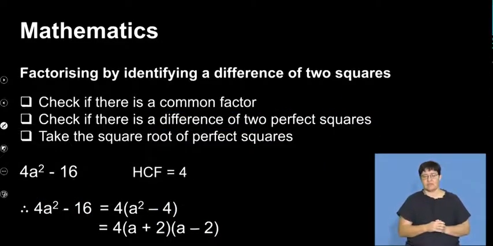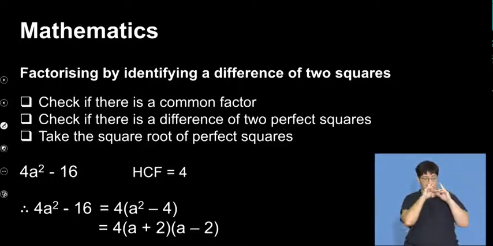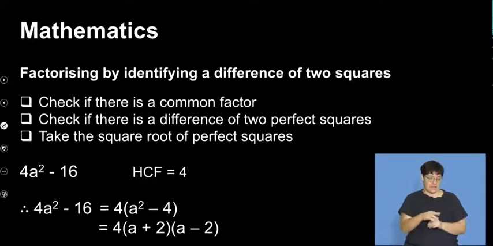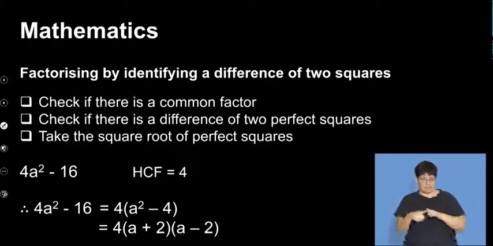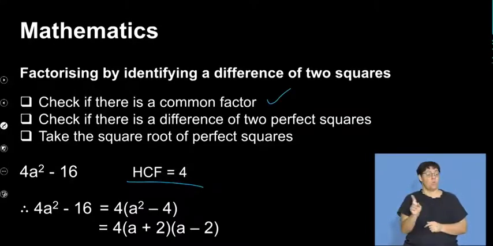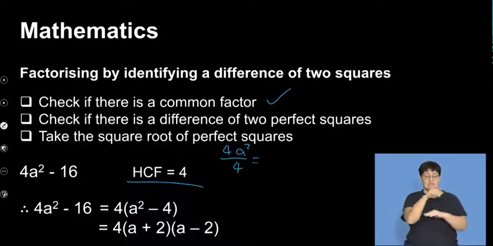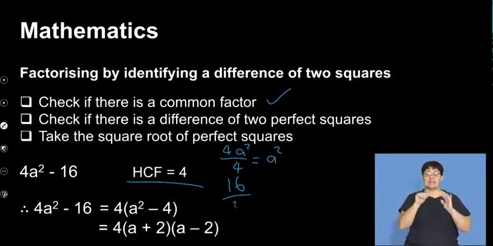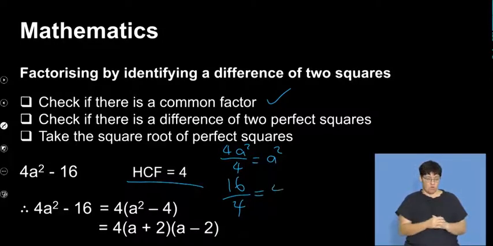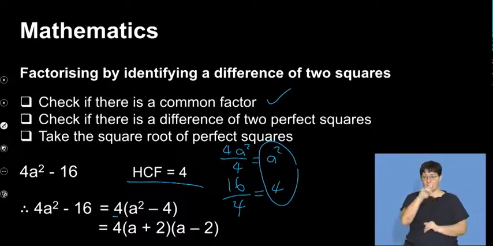Also, let's look at another example. Remember, start with a common factor. 4a squared minus 16, is there a common factor? Yes. Common factor is 4. So I must take out a common factor of 4. If I do that, I will say it's 4a squared divided by 4, which will give me just the a squared. And then I will say 16 divided by 4, which will then give me 4. So what does that mean? My common factor is outside the bracket. I will have a squared minus 4, which are the terms that I got there.